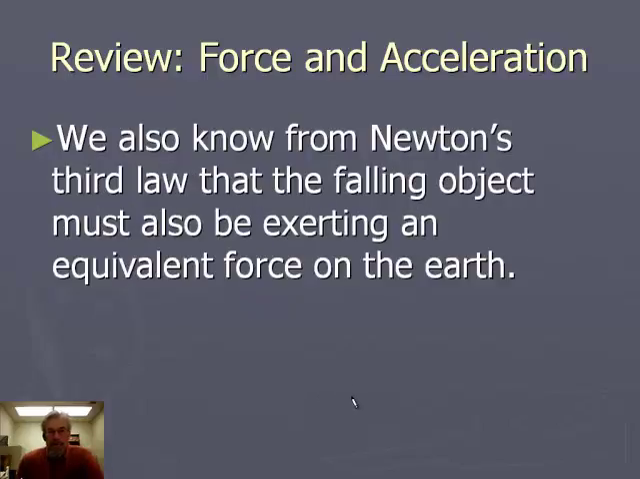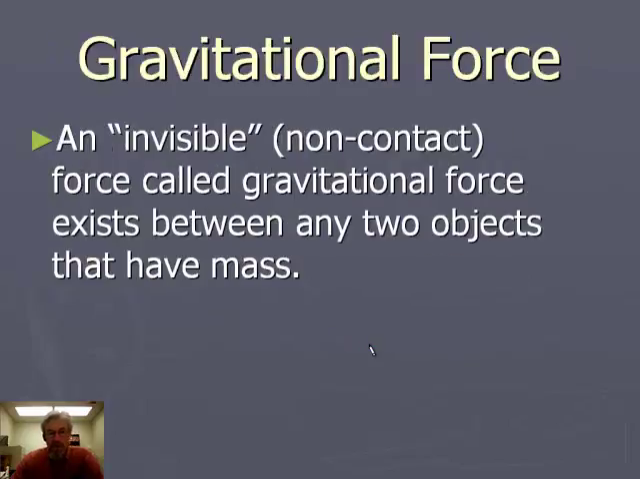And another thing we know from Newton's third law is that for every force there's an equal and opposite force. So the force that's exerted on the falling object that causes it to fall, well, that object must also be exerting an equivalent force on the Earth. And the force has got to be equal to the mass times g, which is the acceleration due to gravity. That force has got to be acted on both ways.